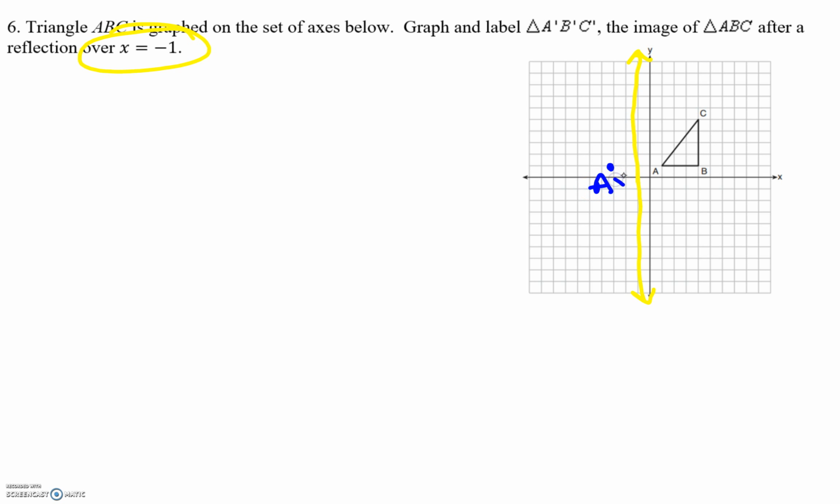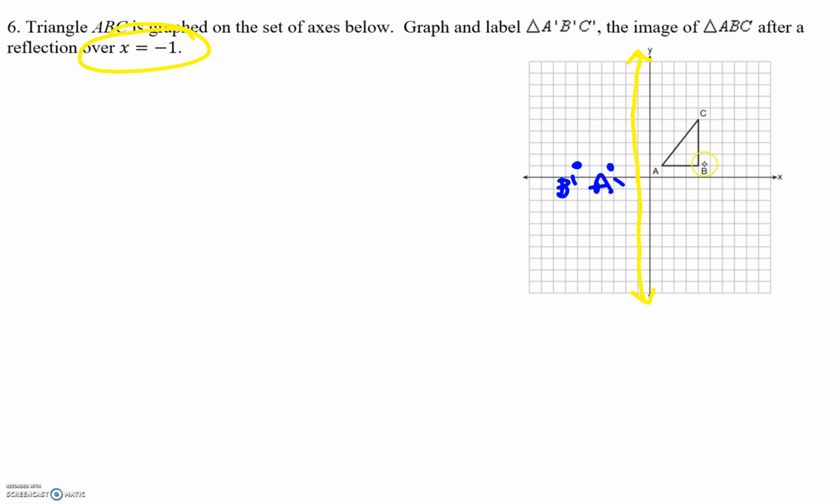That's my A prime. For B, I like to count the distance from A to B, since we know that under a rigid motion, which is that reflection, distance is preserved. So it's 1, 2, 3 units away. So from A prime, I'm going 1, 2, 3 units away. Or I could just count the distance from B to my line of reflection.